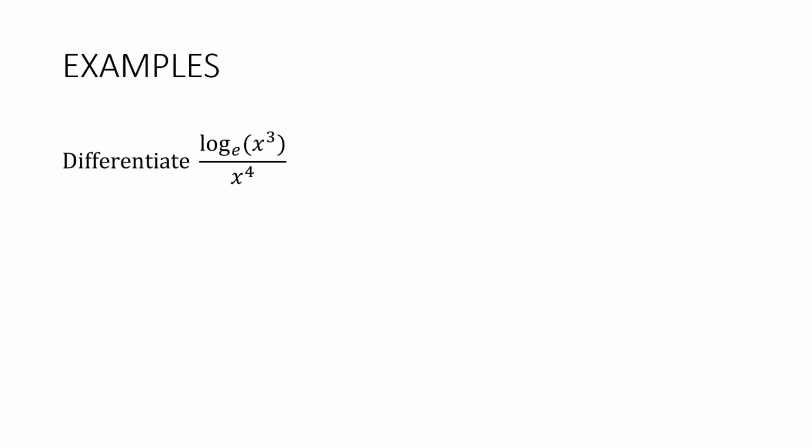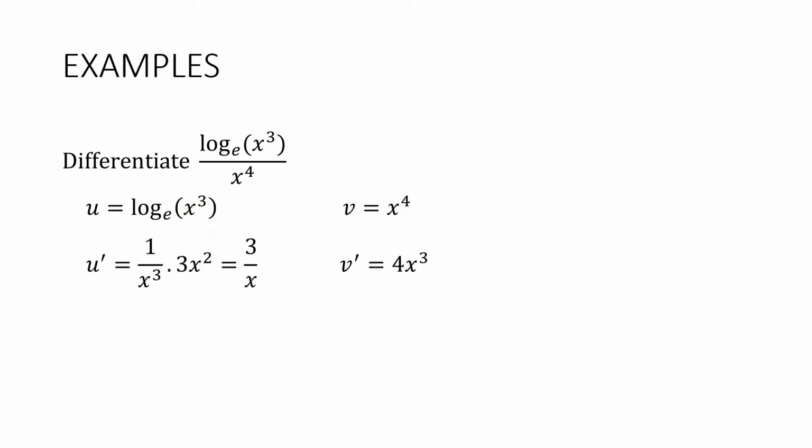Here's another one. Differentiate log base e of x cubed all over x to the 4. So we've got a quotient rule now. This is u, this is v. Derivative of this: log base e is going to be 1 over x cubed multiplied by the derivative of the second function, which is 3x squared. When I tidy that up, I can cancel out the x squared and the x cubed here, so I'm going to be left with 3 on x. And here, derivative of that is 4x cubed.